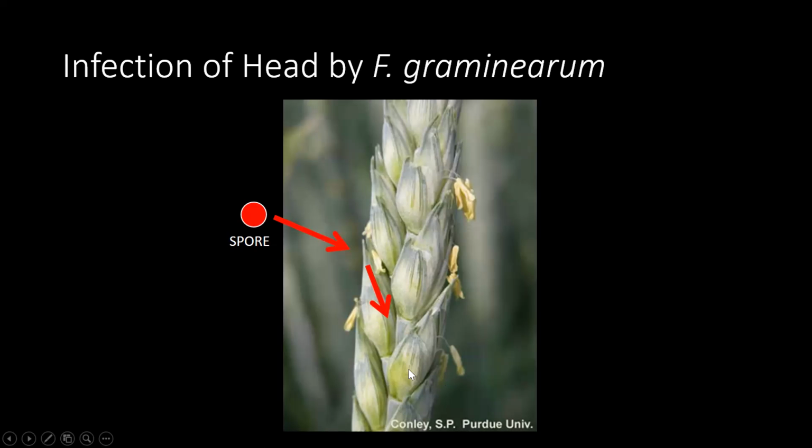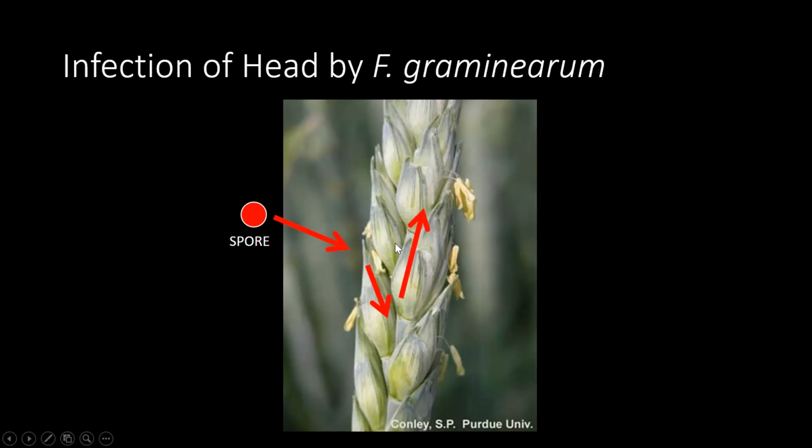And depending on the wheat variety and the environment, it can grow to varying degrees in that rachis and kind of clog up that tissue. And when it does that, it chokes off that water and nutrient movement. And that's why sometimes you do see these little sections where you say it infects here, everything above that will be bleached out and dead, because it's basically choking out that head.